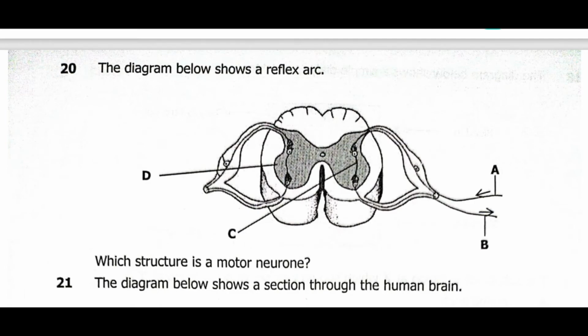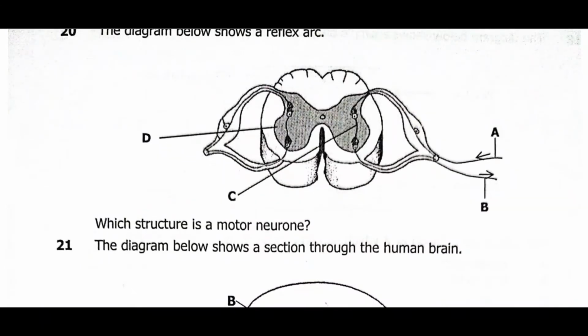The diagram below shows a reflex arc. Okay, so structure D, this is not the answer, I'm just trying to label it. Structure D is gray matter. Then our C is the relay neuron. Then our A is sensory. Why do we say sensory? Because it is carrying impulses toward the central nervous system. Then our B is motor, because it is carrying impulses away. So which structure is a motor neuron? So the answer is B.